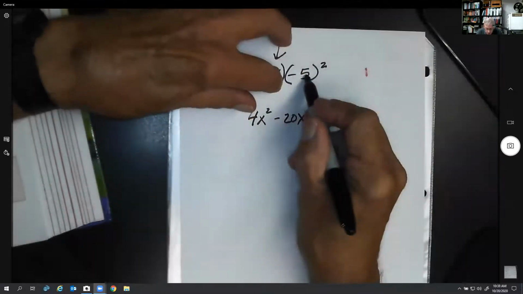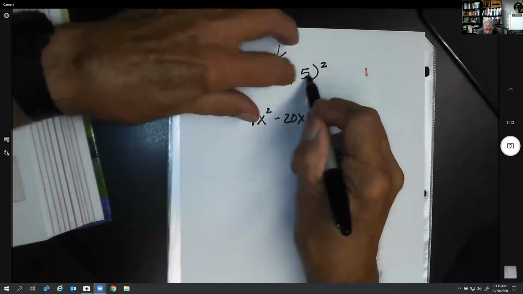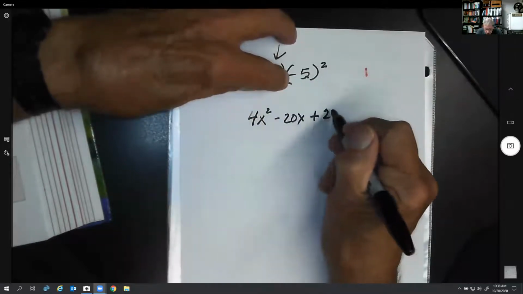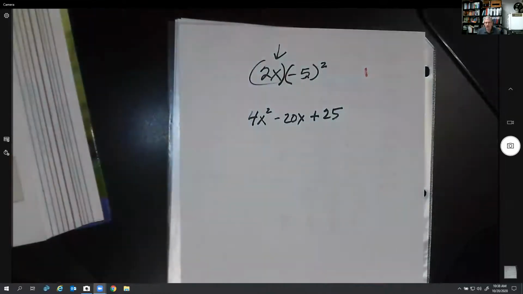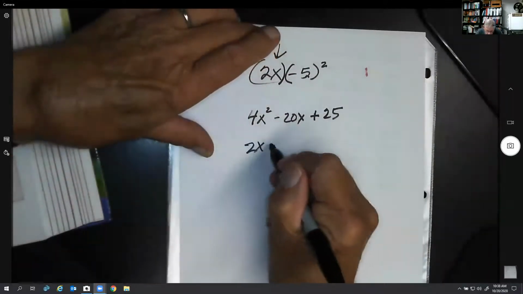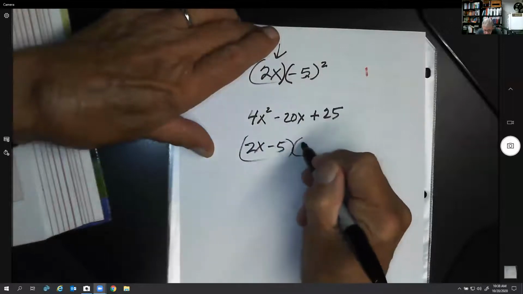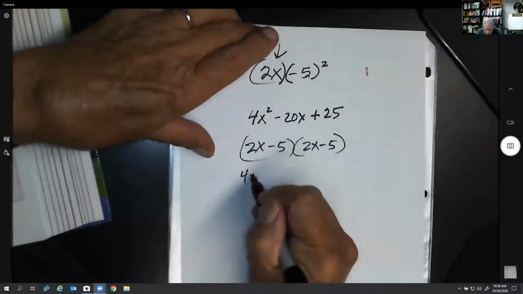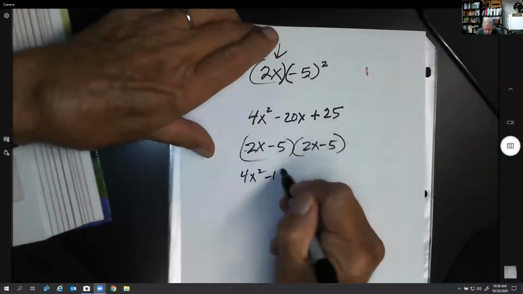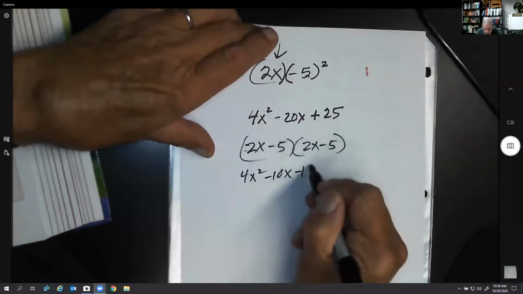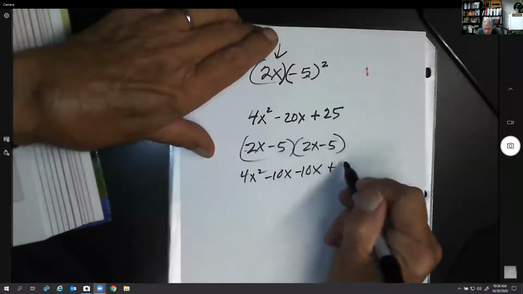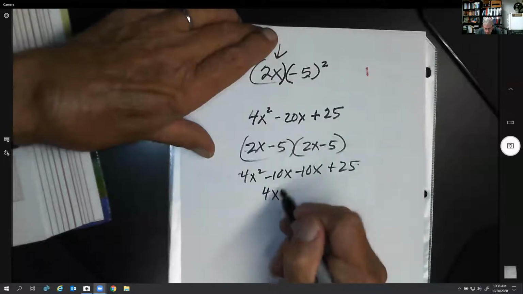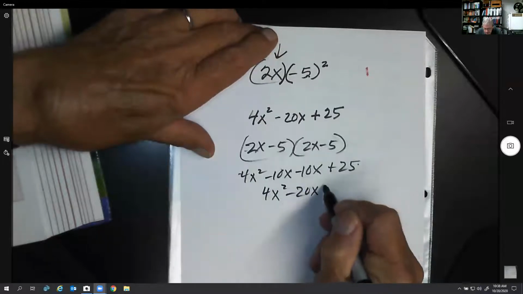And then I'm going to square the last term. Negative 5 times negative 5 is a positive 25. Square, double, square. Let's see if it works. 2x minus 5 times 2x minus 5. I'm going to do this rather rapidly. 4x squared minus 10x minus 10x plus 25. FOIL. 4x squared minus 20x plus 25.